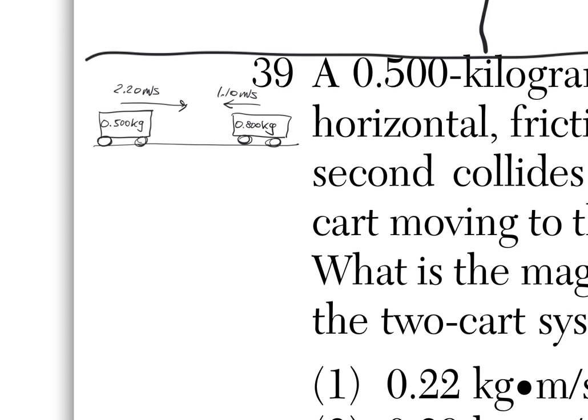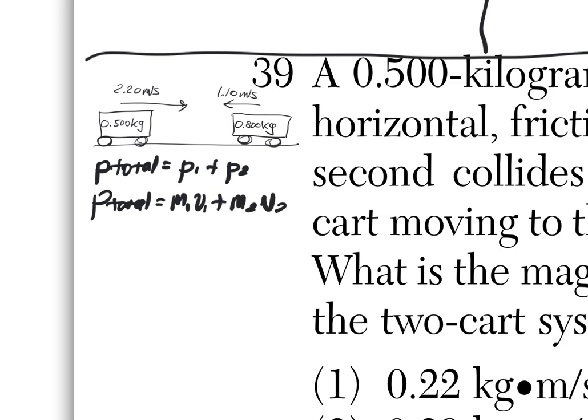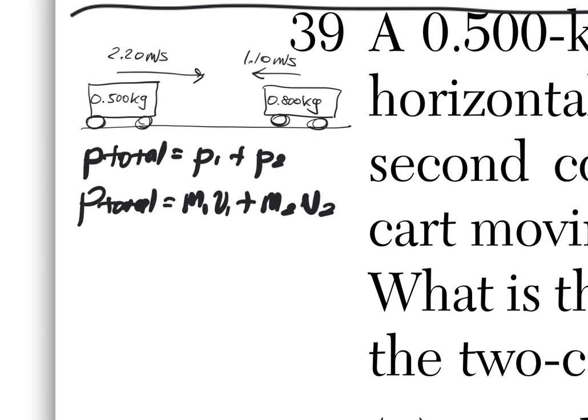And so basically my P total is going to be the sum of the two momentums, P1 plus P2. And we know that P equals mv, so that's m1 v1 plus m2 v2. And I know that the total momentum after will be the total momentum before, so I just have to add these two momentums together. So we have mv plus mv.